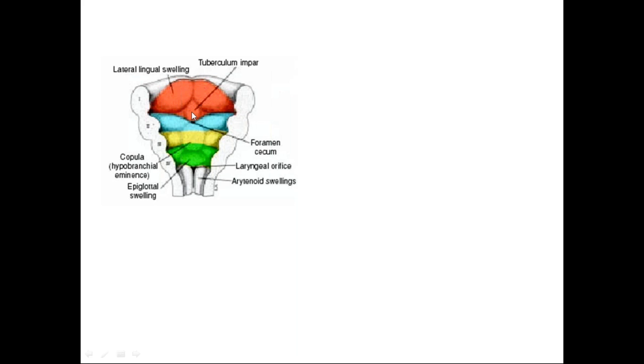Just behind the lingual swelling, we have a median swelling, the tuberculum impar. Behind the tuberculum impar, you have the foramen caecum. This is the pre-sulcal part or anterior oral part of the tongue. Then posteriorly, you have this hypobranchial eminence in relation to the third and fourth arch. This is the cranial part of the hypobranchial eminence. This is the caudal part of the hypobranchial eminence.